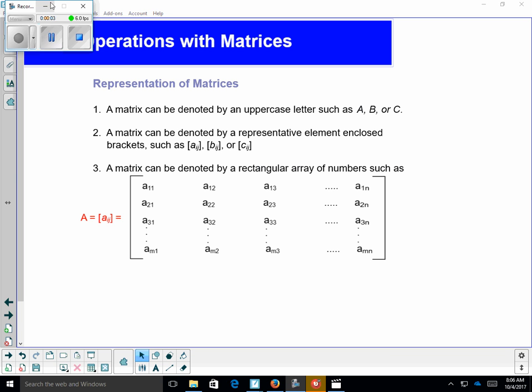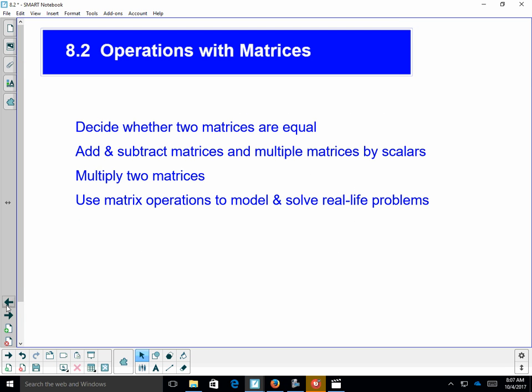Today what we will be covering is operations with matrices. We started matrices the other day. We're going to continue talking about matrices for pretty much the rest of the chapter. What we're going to cover in this section is when two matrices are equal. We're going to add and subtract matrices, multiply matrices by scalars, multiply two matrices by each other, and then use matrix operations to model and solve real-life problems.